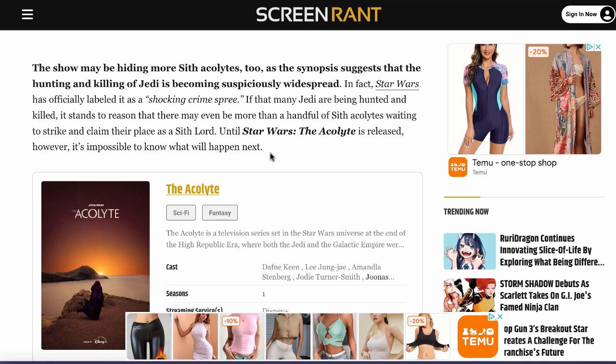The show may be hiding more Sith Acolytes too, as the synopsis suggests that the hunting and killing of Jedi is becoming suspiciously widespread. In fact, Star Wars has officially labeled it as a shocking crime spree. If that many Jedi are being hunted and killed, it stands to reason that there may even be more than a handful of Sith Acolytes waiting to strike down their claim as a Sith Lord, or take their claim as a Sith Lord, and tell Star Wars Acolyte.